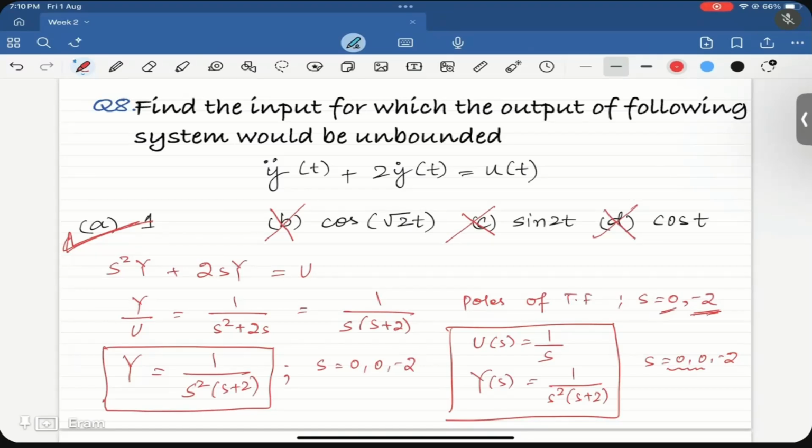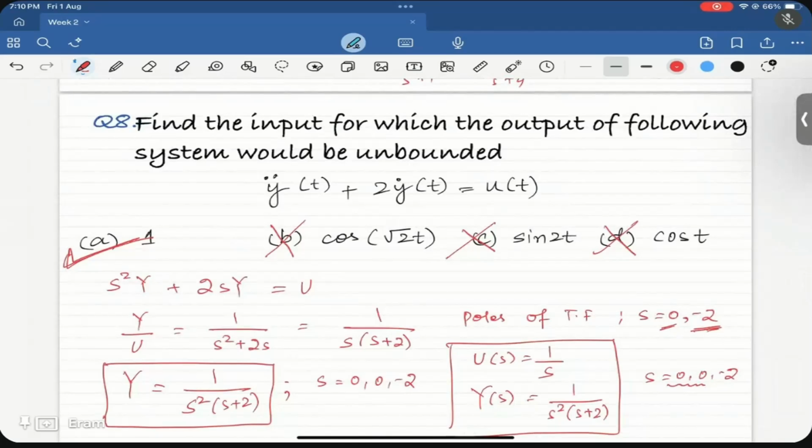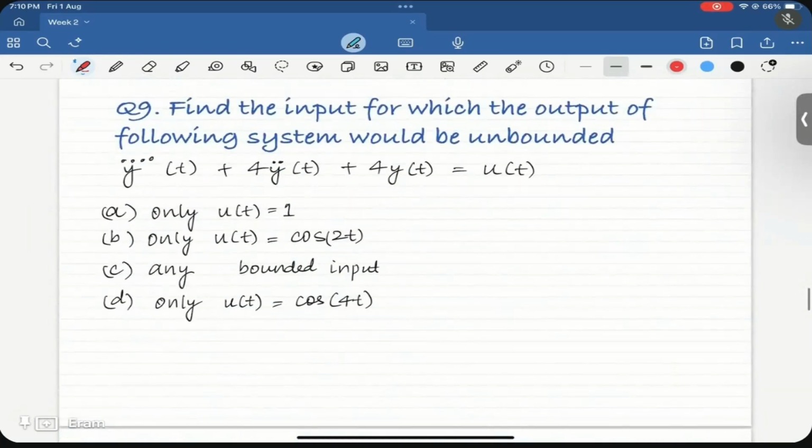How many of you were able to solve it? Okay. Any doubt? Okay. So again, for this system, find the input for which the response of the system will be unbounded.